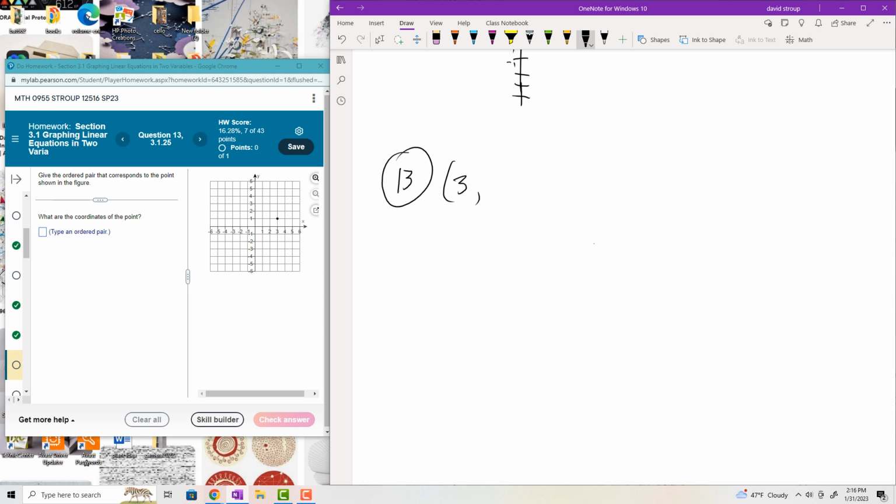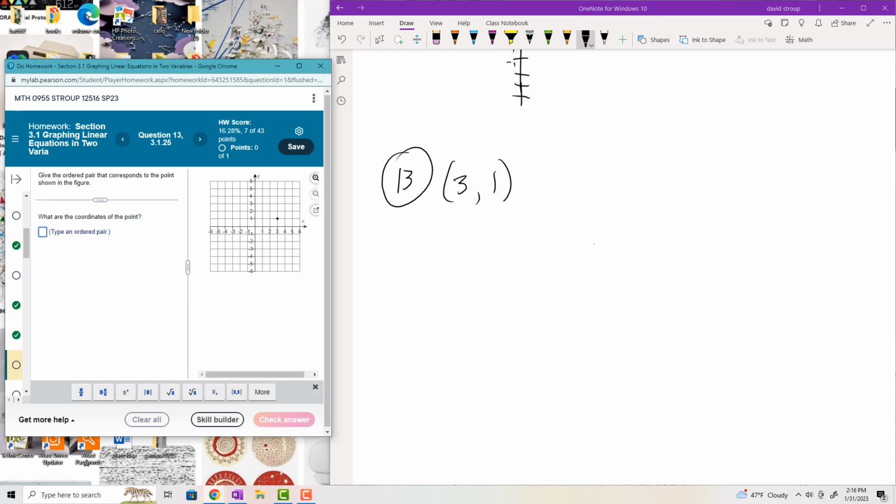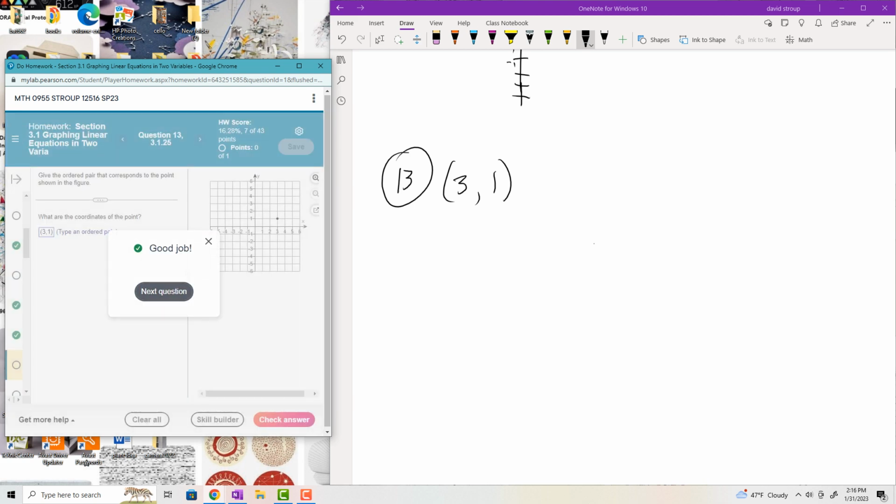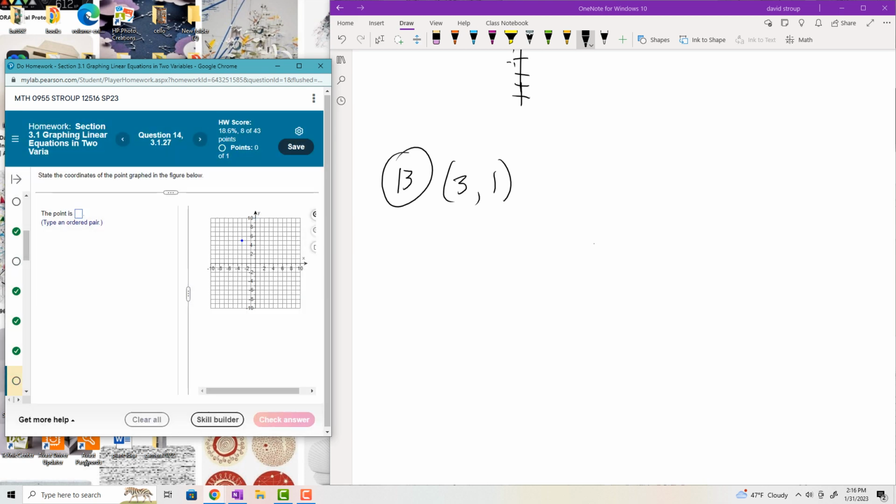So you go until you're right underneath or over top of the point, and then count up or down to where you need to go. So in this case, we're counting up. And so the ordered pair should be 3, 1. I think you've got to put the parentheses and everything in there. Let's see. Yeah. Okay. Same deal for this guy. That would be negative 3, 5, I think.